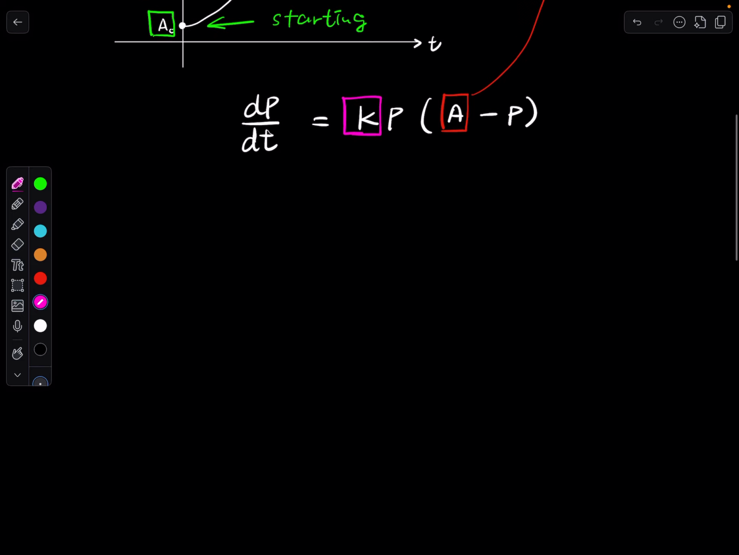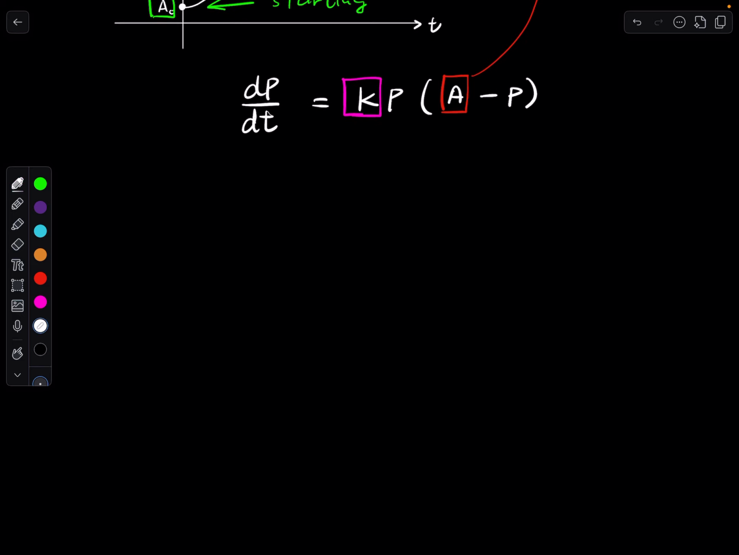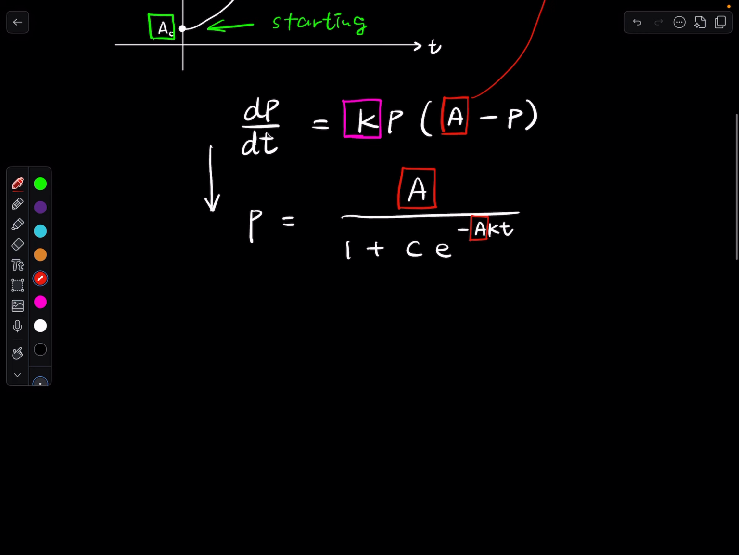Now, the next thing you want to know is that if I integrate to get P, I'll get an equation of A over 1 plus C e to the negative AKt. The first thing you want to notice is there are two A's right here, and they are exactly the same as the A on top, the red boxes. There is a K right here, which is the same as your K in the top equation, the pink box. You also notice there is a C right here.